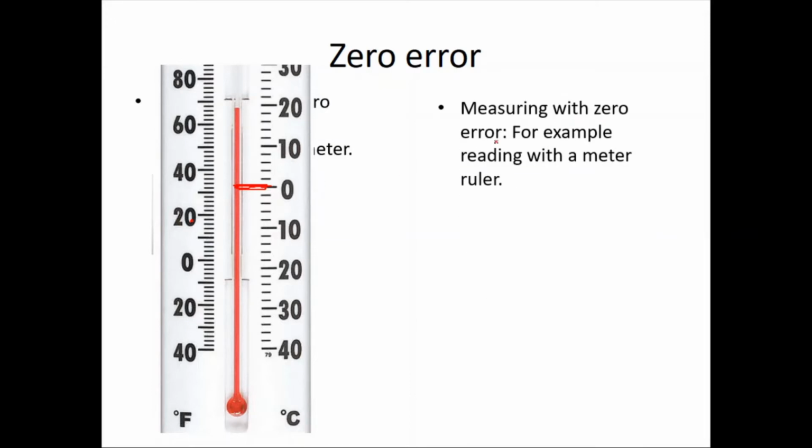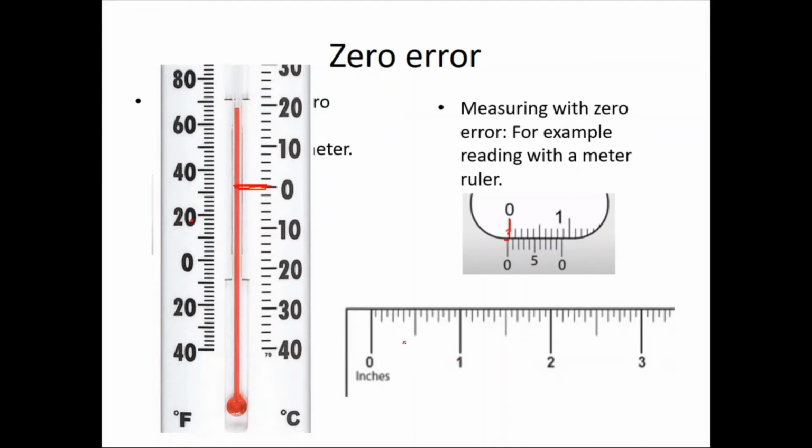Let's look at measuring with zero error, for example, reading with a meter ruler. I will explain it, but first of all, this is the point where you have to start measuring. But if you put your measuring instrument somewhere here, they are not exactly aligned. So there is a measuring with zero error. For example, if you are going to measure with this meter stick or ruler, and you start measuring from this corner, you are going to make some measurement error because the zero starts at this point. Assume you are going to measure this distance.